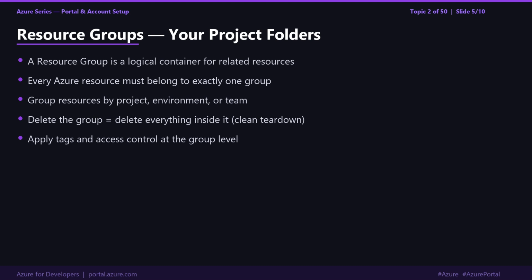The real power of resource groups is teardown. When you finish a project or are done experimenting, you delete the resource group. Everything inside, virtual machines, databases, storage, networking, gets deleted in one action. No hunting around for forgotten resources that keep charging you. You can also apply role-based access control at the resource group level. Give a developer access to only the dev group. They cannot accidentally touch production resources.